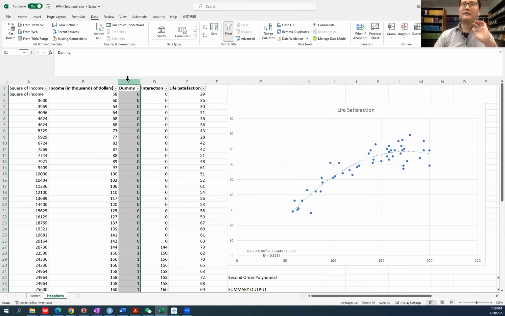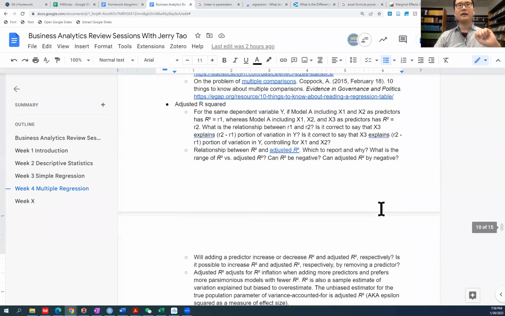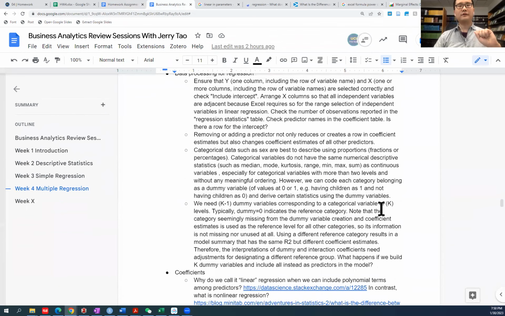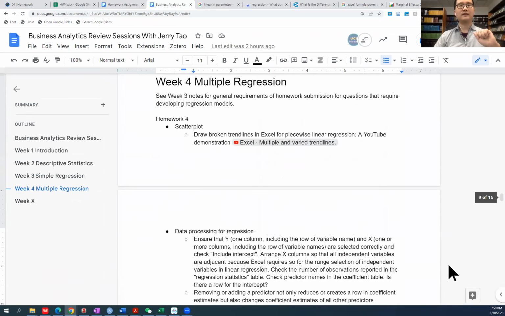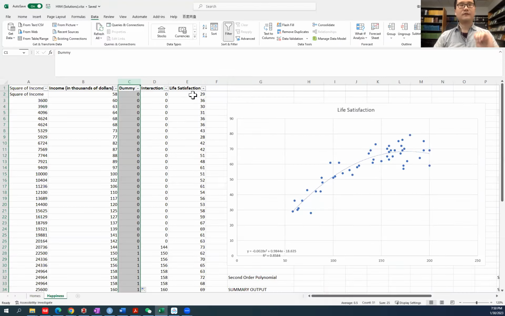Okay, then in problem 2, we do not have cities, right? So we have only one dummy variable. As I included in my notes, there are certain principles we need to follow about how to build dummy variables. I encourage you to read them in the week 4 notes about data processing. All right. Let's continue with problem 2.